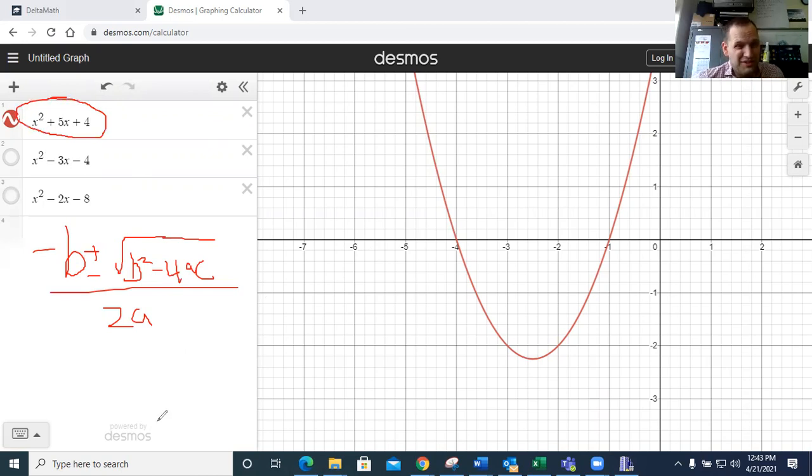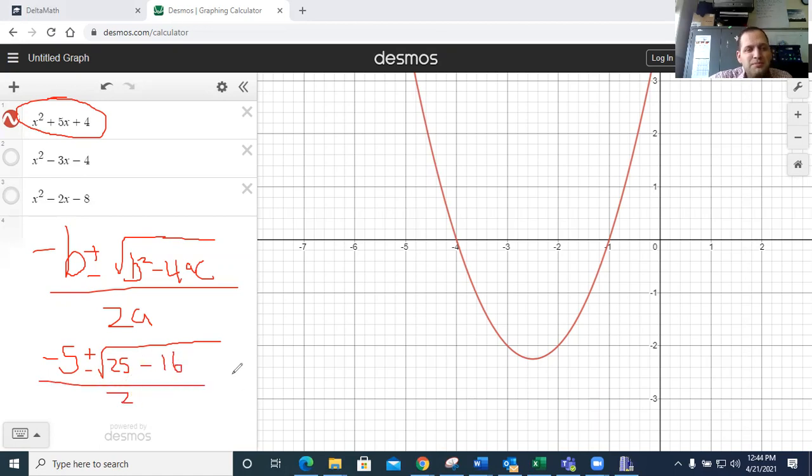Now, the cool thing with the quadratic formula is you're able to take any equation and plug it in. So in this case, we plug in our numbers: opposite b plus or minus the square root of b squared, which is 25, minus 4 times a times c, which is 16, all over 2a, which is 2. We can simplify that, and that's going to give us negative 5 plus or minus 3 over 2. I'm going to put both these over 2. You'll see why in a sec.